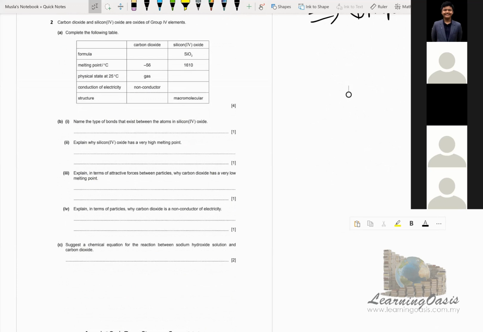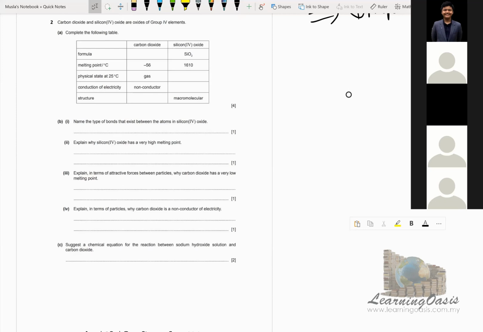Don't make a mistake, because sometimes students will say it has a high melting and boiling point because it has a tetrahedral structure. No, the tetrahedral structure doesn't make it a high melting and boiling point. High melting and boiling point is because of the strong covalent bond. The tetrahedral structure makes it transparent.